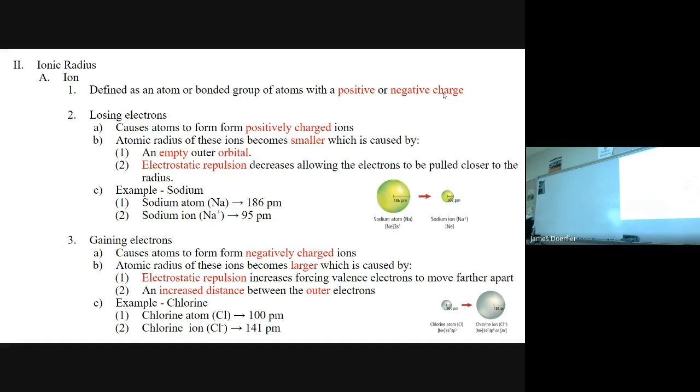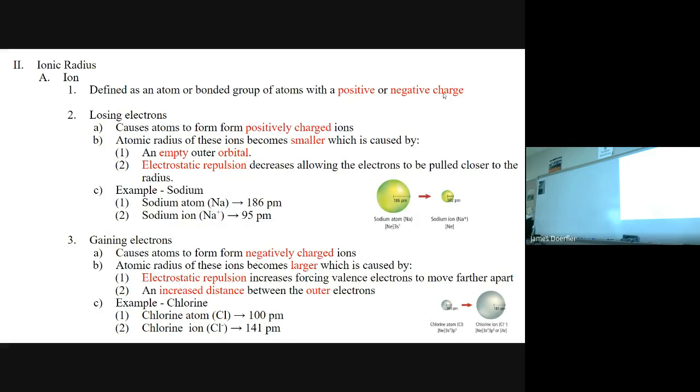But as you begin to remove electrons, and at the same time you're maintaining the number of protons, that just gives the protons a stronger grip on the electrons. The electrons are outnumbered. So you're losing an outer shell, and you've got more protons that can pull in the electrons even closer. So that is why positively charged ions are smaller than their neutral version.